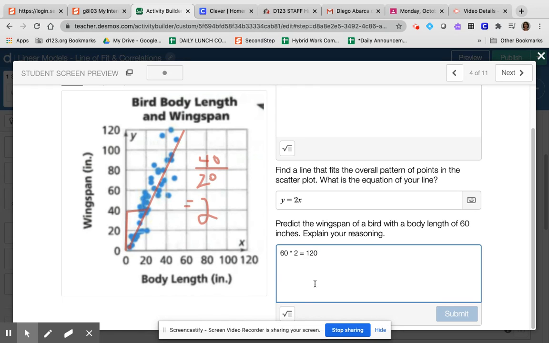So I hope that clarifies a little bit about what a model line is, what it should look like, and how to find the slope of that line to explain our data.